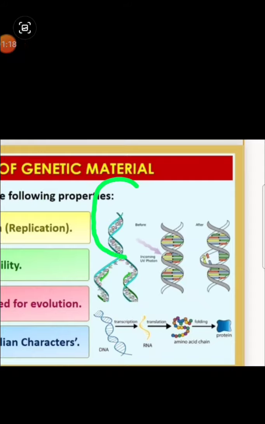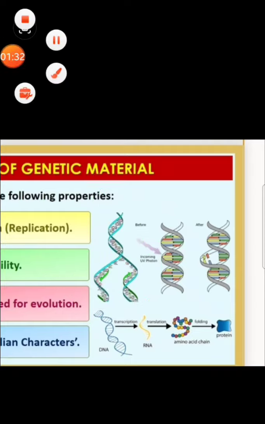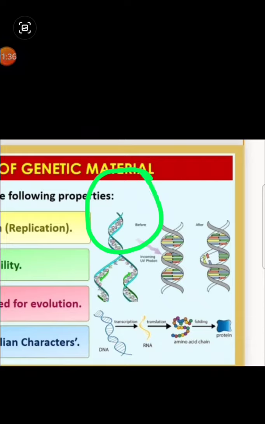So if it is a parent DNA, and it has to transfer its characters to the next generation, that means it has to produce its copy, right? So just think in such a way that this is a parent DNA, right?